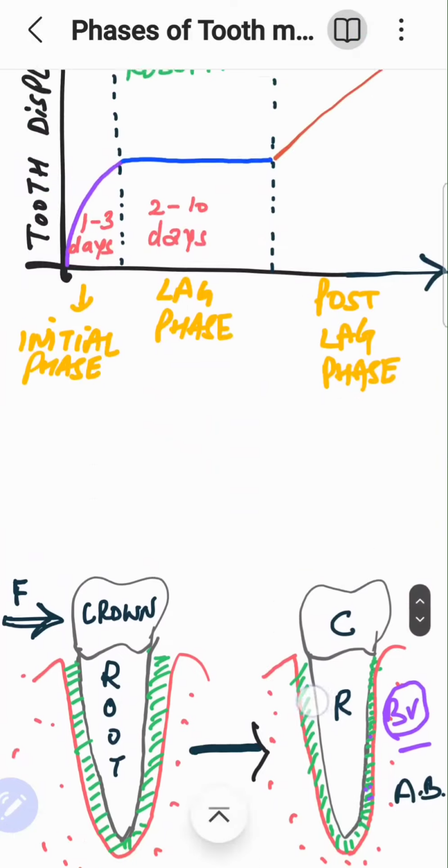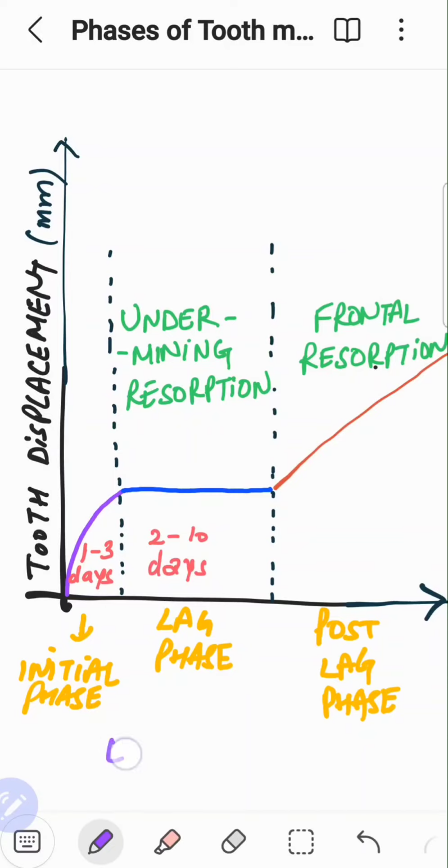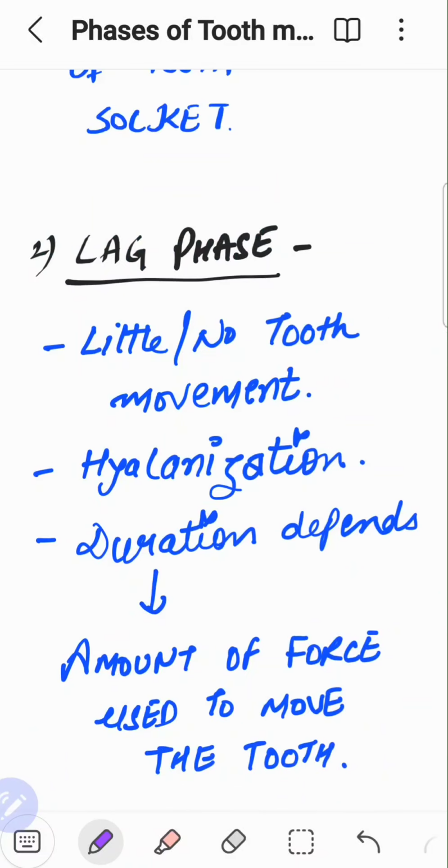Let's give a look at the graph also. When we plot a graph between the tooth displacement calculated in millimeters and the stages of tooth movement, initially in the first 1 to 3 days, slight tooth movement is seen, which is very quick and rapid in nature and is said to be 0.4 to 0.9 millimeter within the week's time. So the next stage is the lag phase.